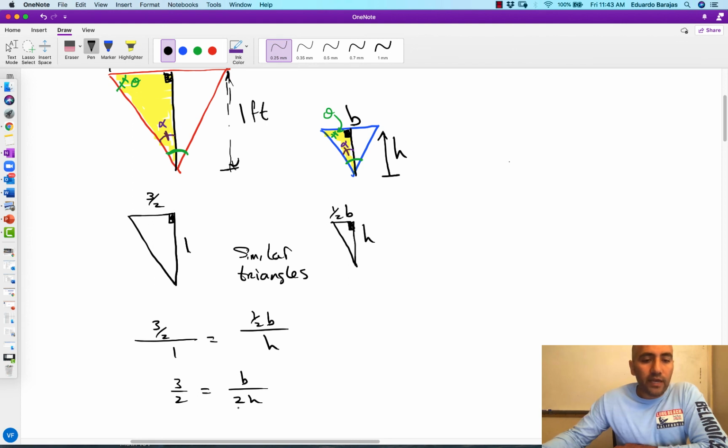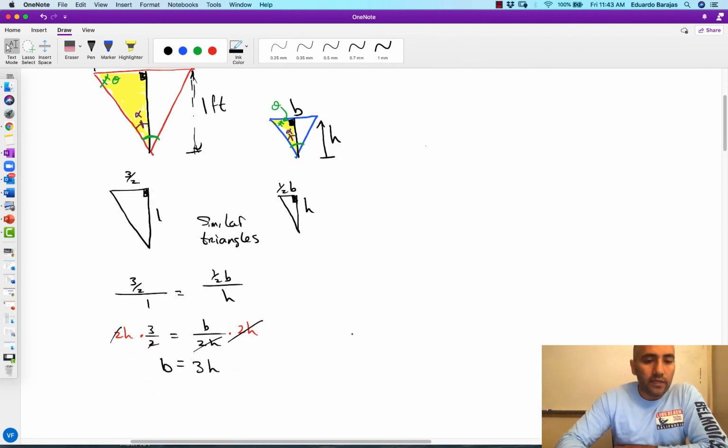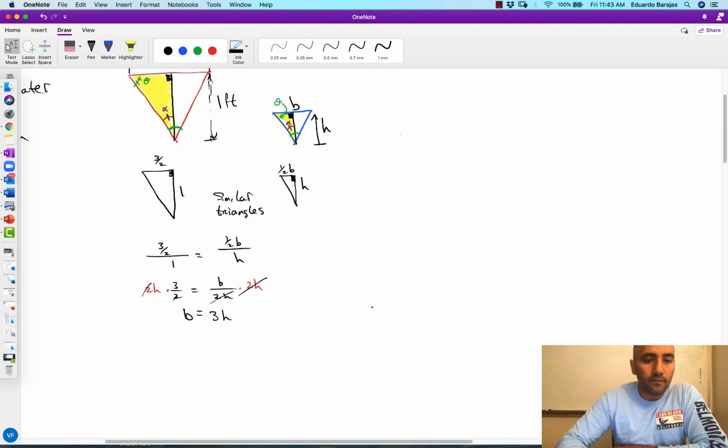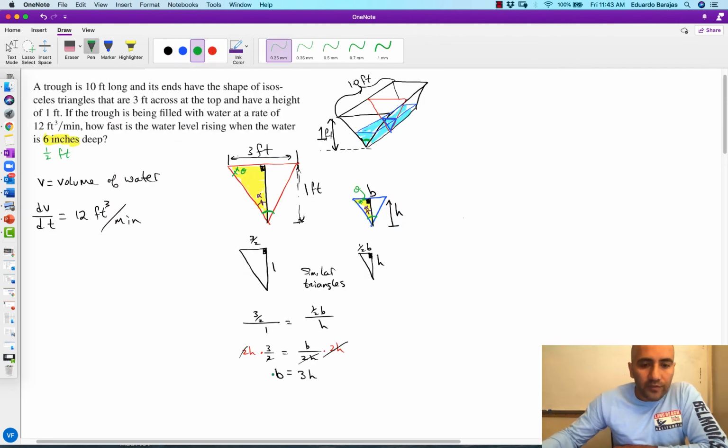And if I multiply both sides by 2h, multiply this side by 2h, multiply this side by 2h, I get a value for b. These two cancel, and then these two cancel. So we get that b, I'm just going to flip it around, b equals 3 times h. Okay, that's useful, but not quite done yet. That's not the answer we were looking for. So we've established that b equals 3h.